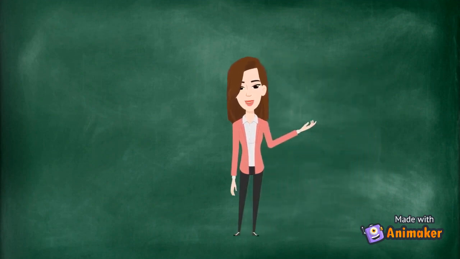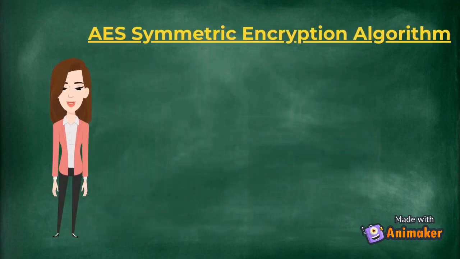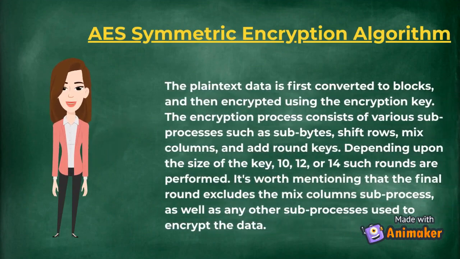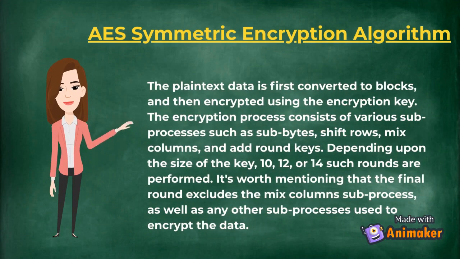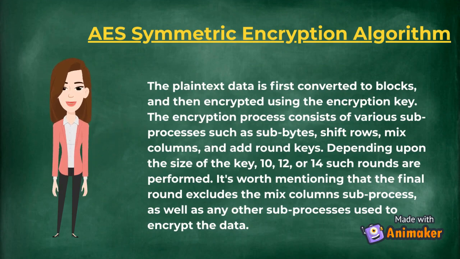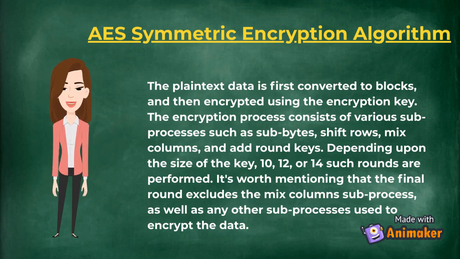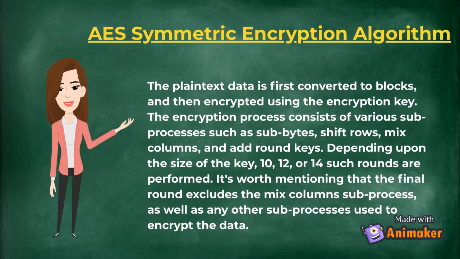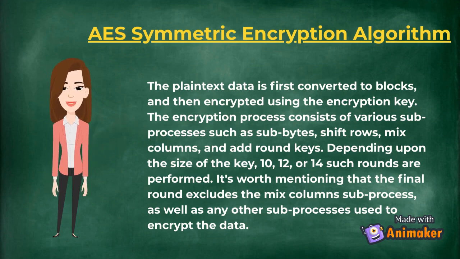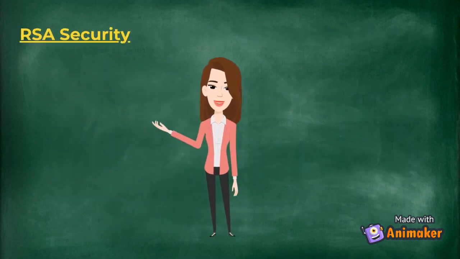Here are some examples of encryption algorithm. First, we have AES symmetric encryption algorithm. The AES algorithm, which stands for Advanced Encryption Standard, is one of the most widely used encryption algorithms. The plain text data is first converted to blocks, and then encrypted using the encryption key. The encryption process consists of various sub-processes such as sub-bytes, shift rows, mix columns, and add round keys. Depending upon the size of the key, 10, 12, or 14 such rounds are performed. It's worth mentioning that the final round excludes the mix column sub-process, as well as any other sub-processes used to encrypt the data.